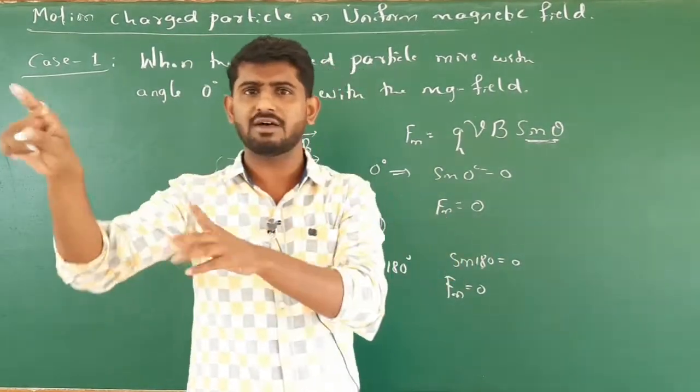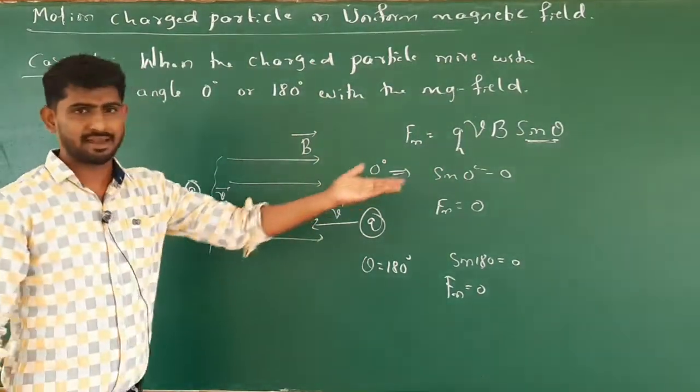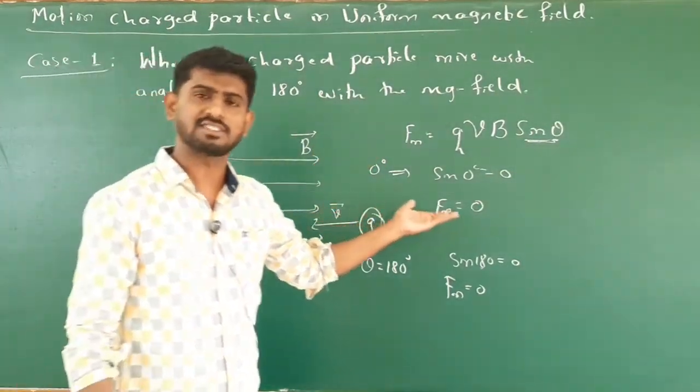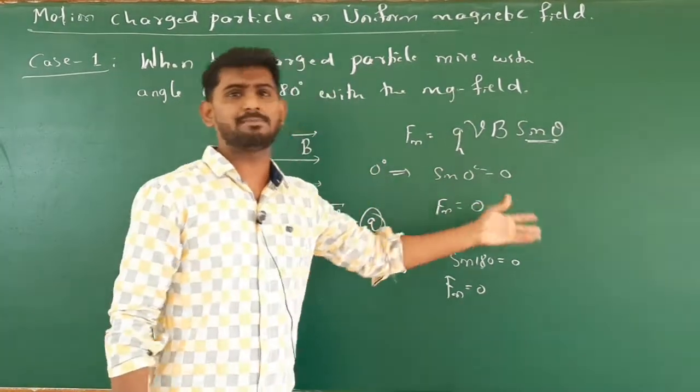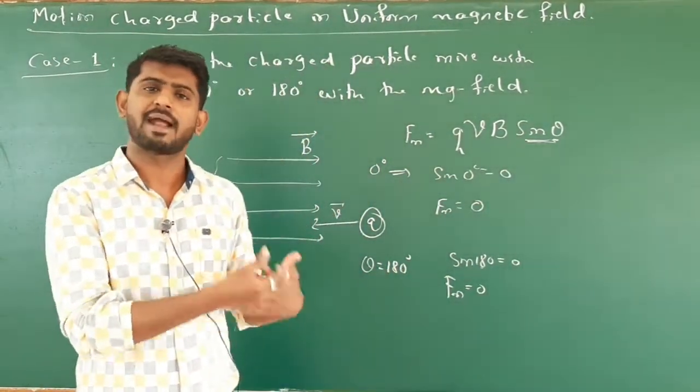So it is the path of that moving body. So what's the path of that moving body? It is a straight line. It is a linear motion. It follows the straight line path. Why is it following the straight line path? Because it is not experiencing any magnetic force.